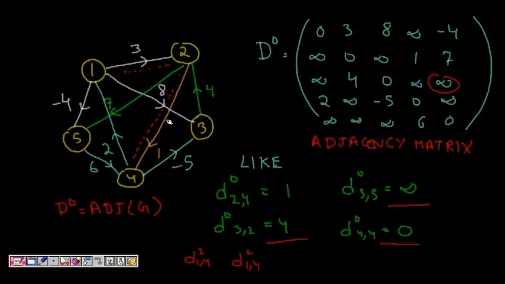So I can go from 1 to 3 directly. I can take some intermediate nodes, like I can go from 1 to 2, then 2 to 5, then 5 to 4 and then 4 to 3. So how much is that? 1 to 2 is 3, plus 2 to 5 is 7, 5 to 4 is 6, and 4 to 3 is -5. So it is 10 plus 6, 16, minus 5, 11.